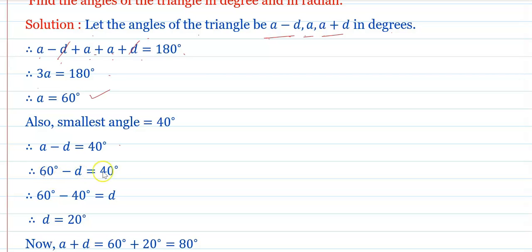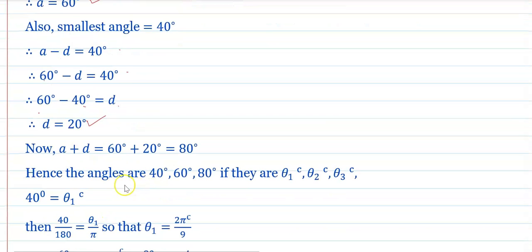60 minus D is equal to 40, and therefore D is equal to 60 minus 40, and hence D is 20. What about A plus D? A plus D is 60 plus 20, that is equal to 80, and hence the measures of angles are 40 degree, 60 and 80. These are in degree. Now we will convert them into radian.